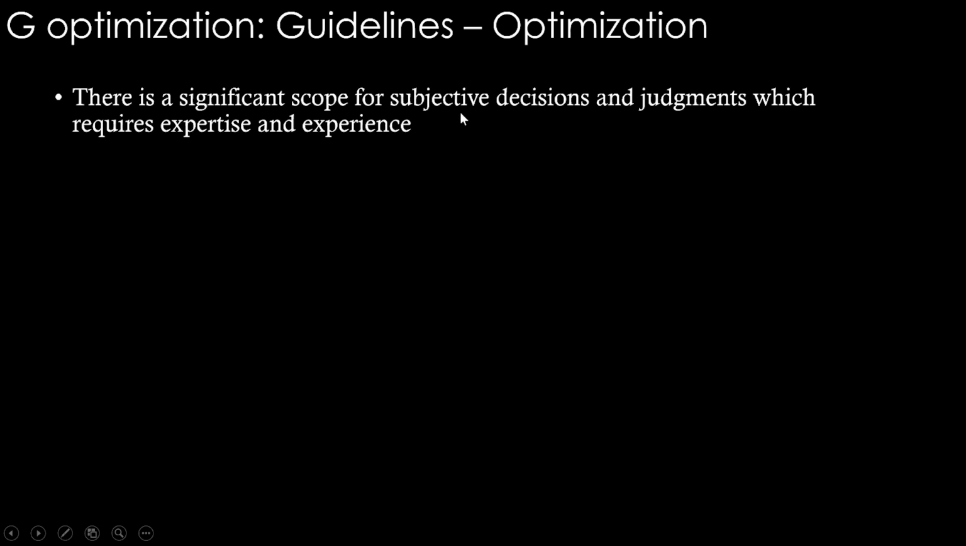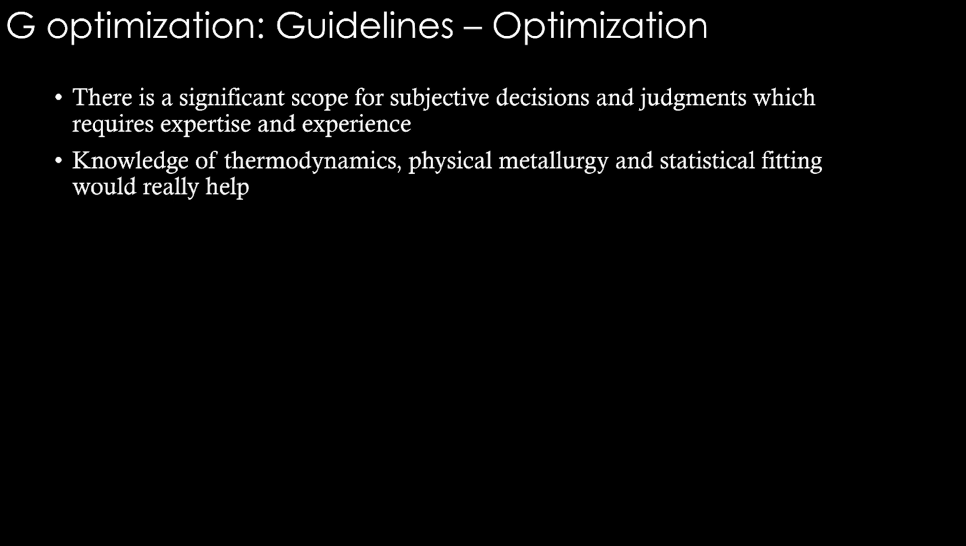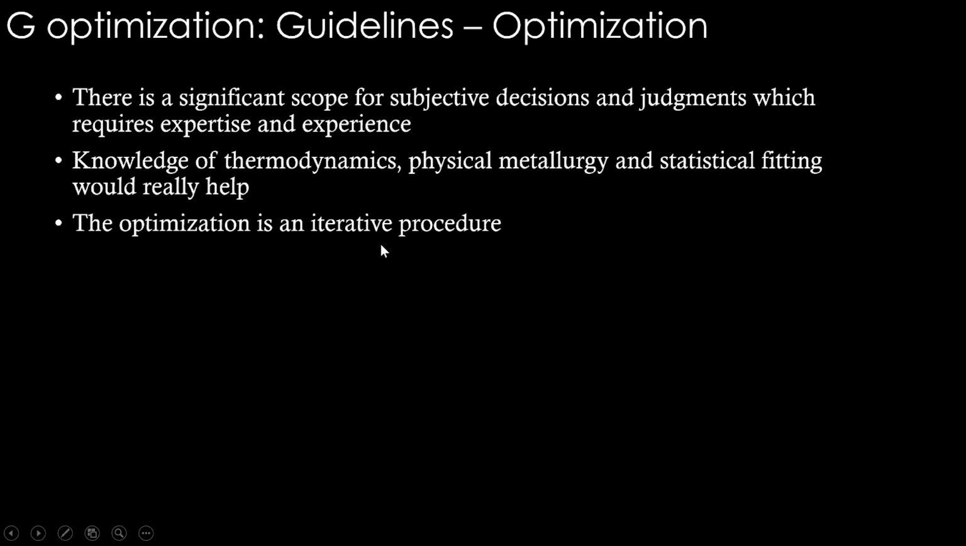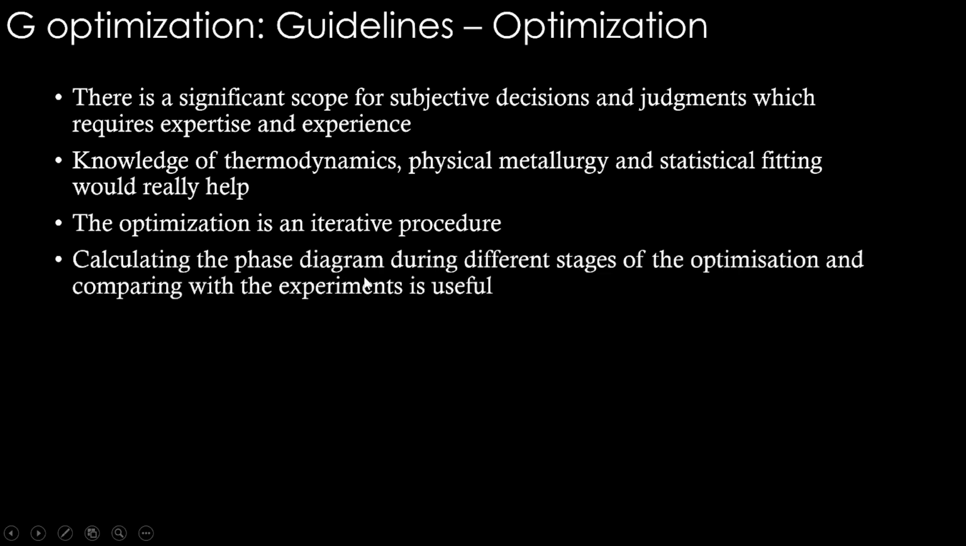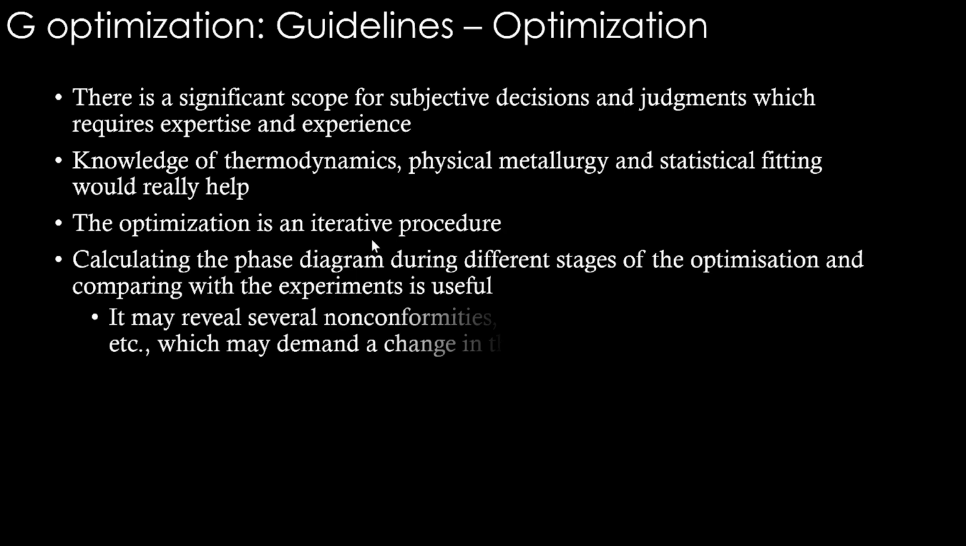So now something very general about optimization we are going to see. There is a significant scope for subjective decisions and judgments which requires expertise and experience. Knowledge of thermodynamics, physical metallurgy and statistical fitting would really help. The optimization is an iterative procedure. So calculating the phase diagram during different stages of optimization and comparing them with the experimental results is useful. We have to keep doing this in order to see where our iterative procedure is heading to. You can understand many things from that.